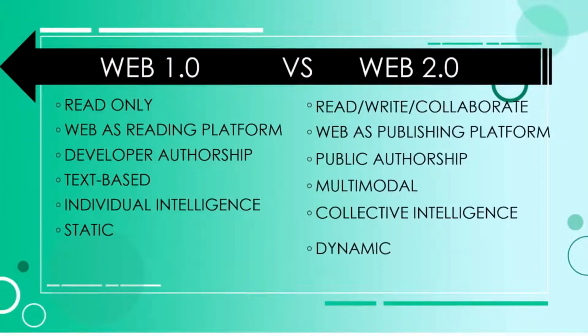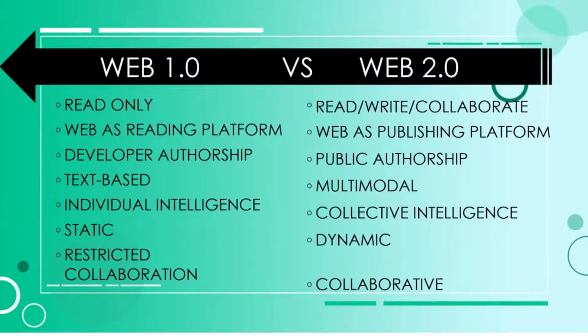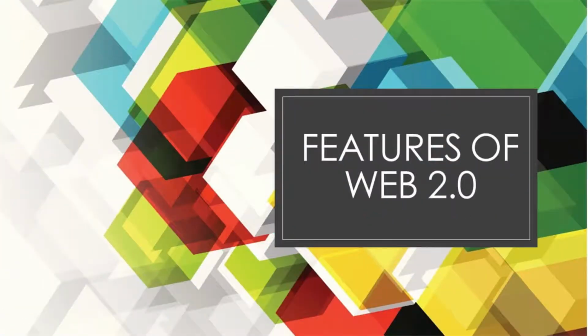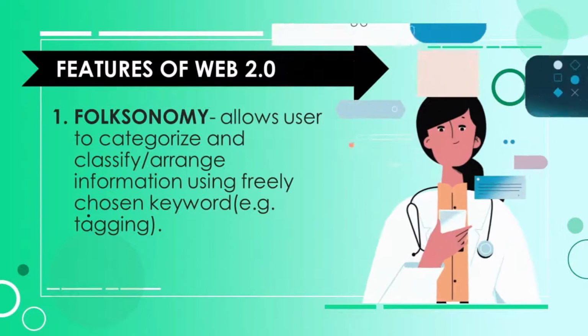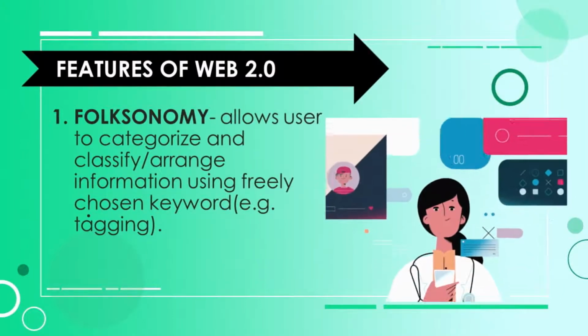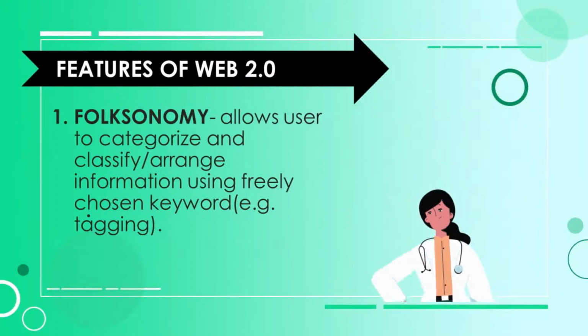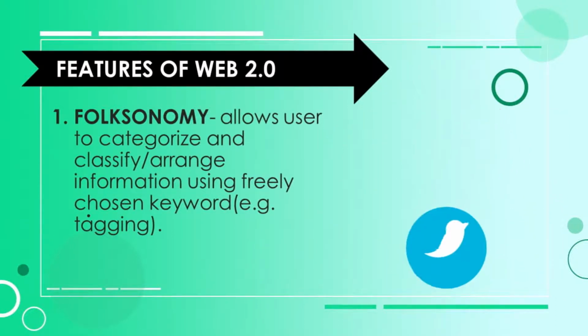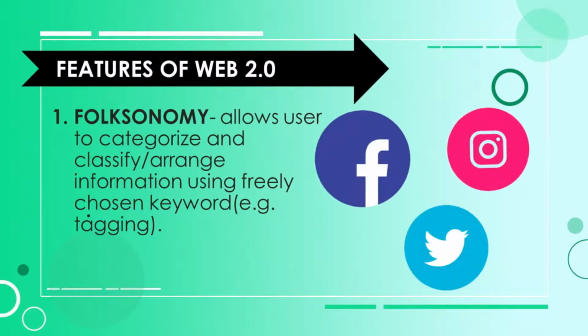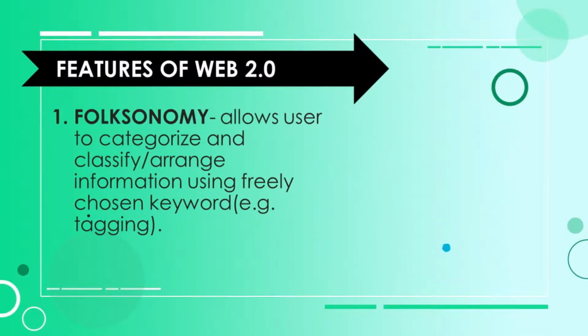Next is static. Web 2.0 is dynamic. Web 1.0 has restricted collaboration and Web 2.0 is collaborative. And of course, let's go with the features of Web 2.0. First is taxonomy. It allows the user to categorize, classify, and arrange information using freely chosen keywords. Best example would be the popular networking sites such as Twitter, Facebook, Instagram, and the likes, wherein you can create or join the trending hashtag that currently exists online.